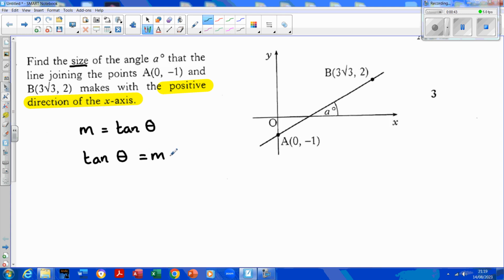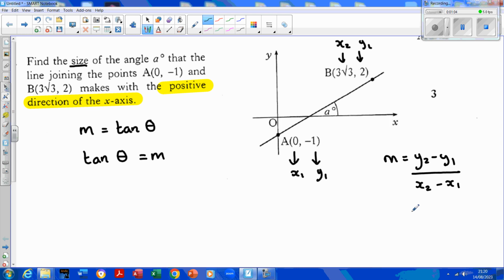Now we can work out the gradient. We've got 2 points, so we'll call that x1, y1, and that x2, y2. So basically back to National 5, the gradient is equal to y2 minus y1 divided by x2 minus x1. We're going to sub those numbers in. So y2 is 2 and y1 is -1, so it's minus 1, so it's going to be plus 1, divided by x2 minus x1, which is 3√3 minus 0. So when I tidy that up, I get 3 divided by 3√3.